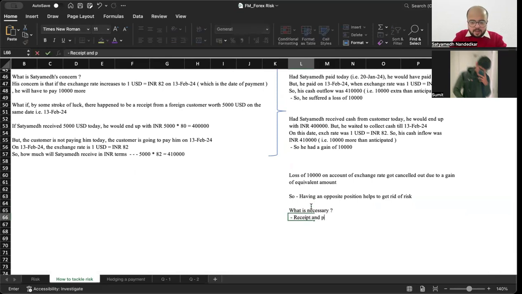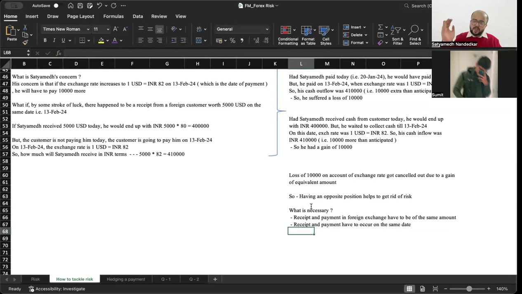Necessary is that receipt and payment in foreign exchange have to be of the same amount, and receipt and payment have to occur on the same date. If they are of the same amount and they occur on the same date, then what would go extra in one place is handled by an excess receipt in the opposite situation. So taking an opposite position is a very smart way of getting rid of foreign exchange risk.